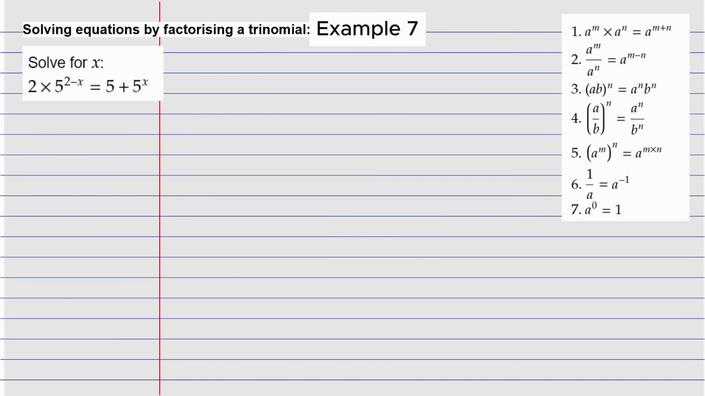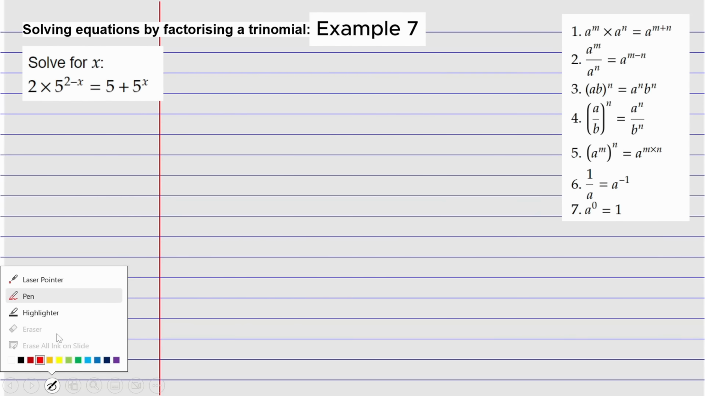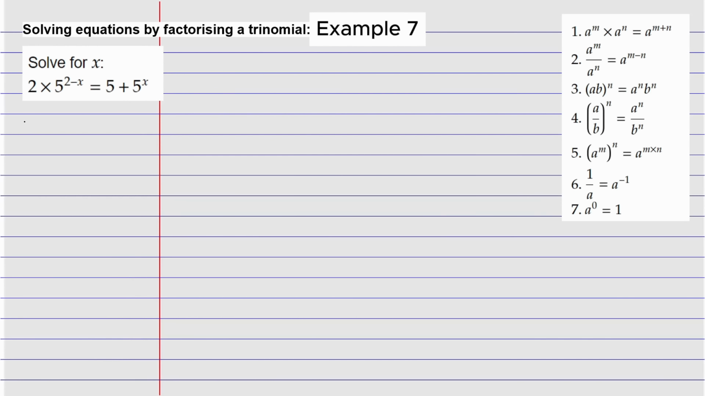So now we're going to do solving equations by factorizing a trinomial. Still solving exponential equations. So remember, first, if we have something like this, we need to reverse it using rule number 1. That's the first thing that we're going to do. So this is going to be 2 multiplied by 5 to the power 2, multiplied by 5 to the power negative x, and this is going to be equal to 5 plus 5 to the power x. So that's what you're going to have.